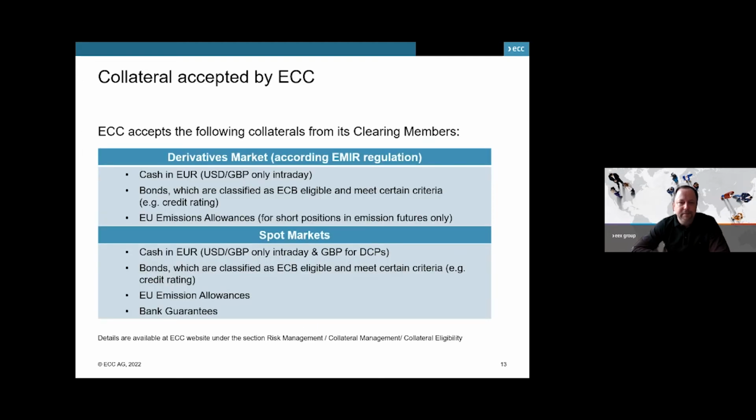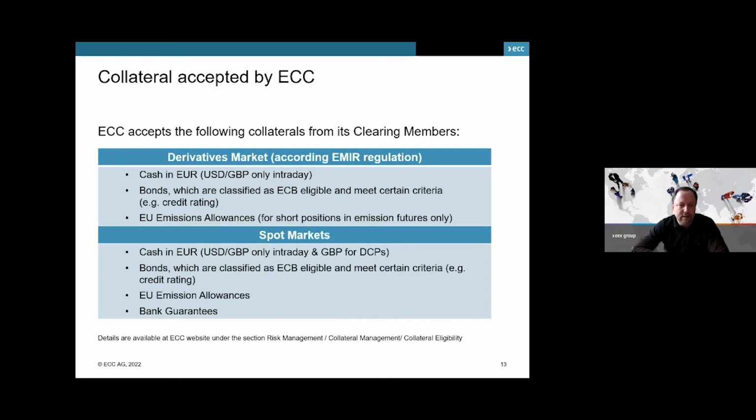On the next slide, please, you can see an overview which collaterals are accepted by ECC from clearing members. Here we have to distinguish between the derivatives market and the spot markets. The difference has to be made because the derivatives market is regulated under EMIR, and EMIR clearly specifies which kind of collaterals are accepted. And that is quite clear. Collaterals must be highly liquid, and that's why it's cash. Cash is also always accepted, always liquid. And here ECC accepts at the moment euro, US dollar and pounds only for intraday margin calls if this is not possible in euro because of the gate closure times of the payment system.